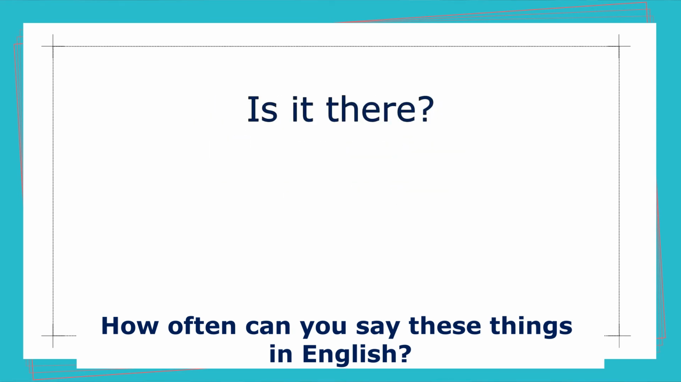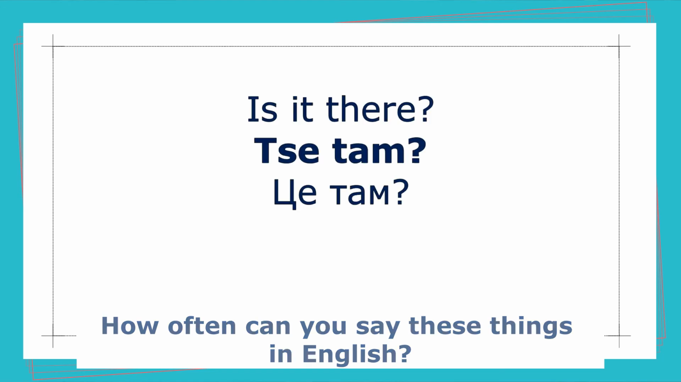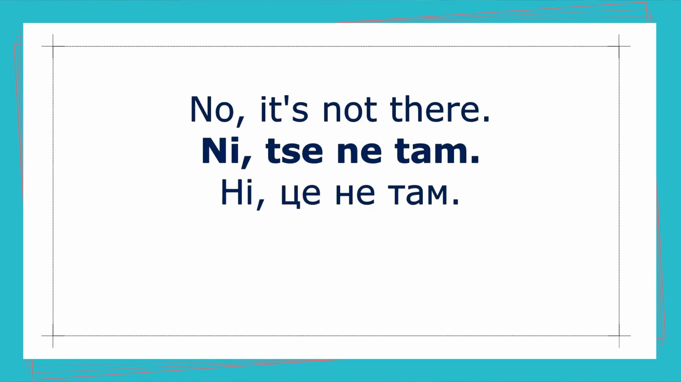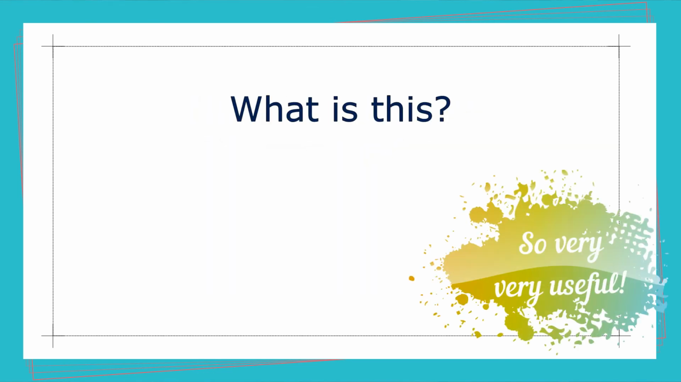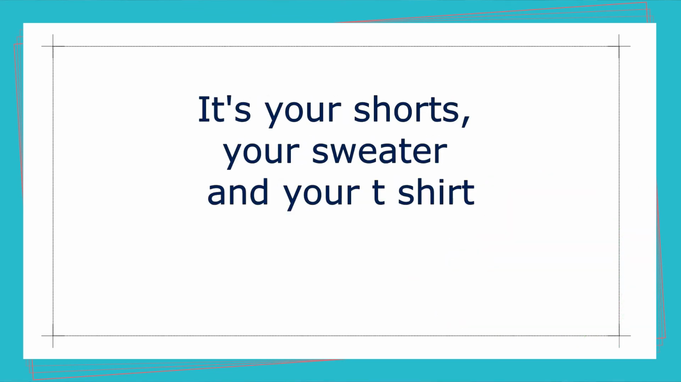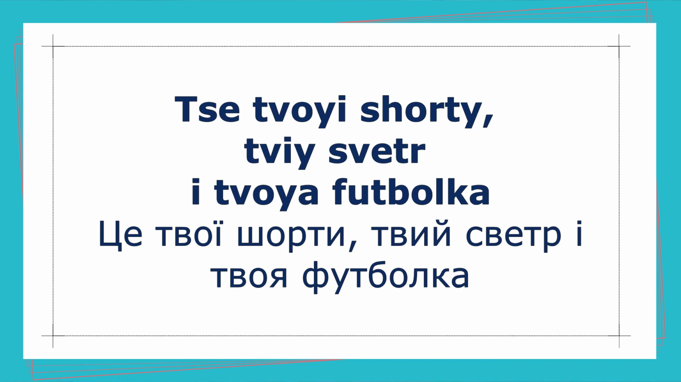Ask, is it there? Це там? Answer, no, it's not there. Ні, це не там. Now ask, what is this? Що це? Say it's your shorts, your sweater and your t-shirt. Use і for and. Це твої шорти, твій светр і твоя футболка.